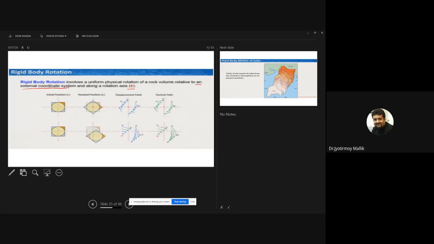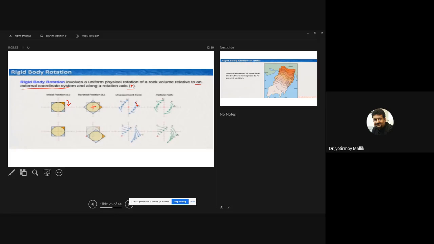Now this is the initial position of the object that we are considering, and then I have given it a clockwise or anti-clockwise rotation. In this particular case, I have given it a clockwise rotation, and this is my final position. This is my axis of rotation, and my displacement vectors will be parallel to the tangents, as would my particle paths be. Of course, the particle paths are curved, as you can see, but the displacement vectors are straight.